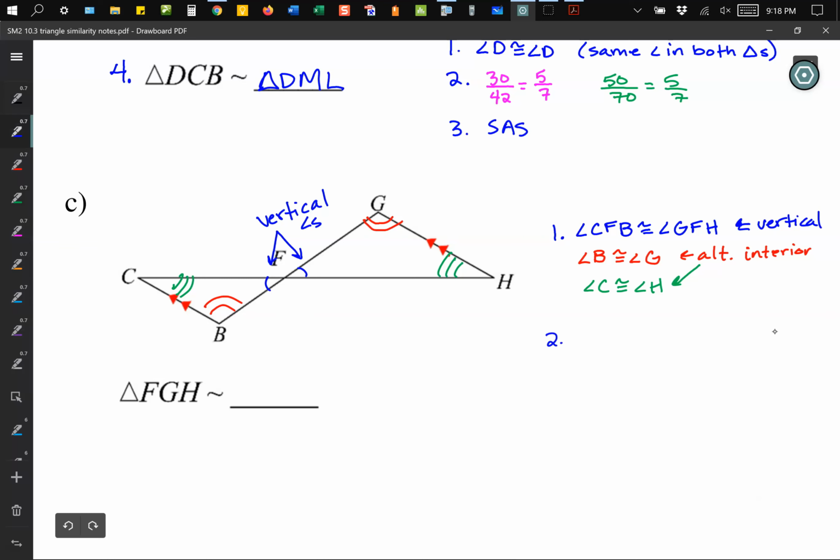Question 2, I don't have any sides that I have information about, so none to look at here. Question 3, well, what test should I use? Well, all the information I have is about angles. So this is angle, angle. Now I need to name this. So FGH, blue, red, green, is similar to triangle FBC.